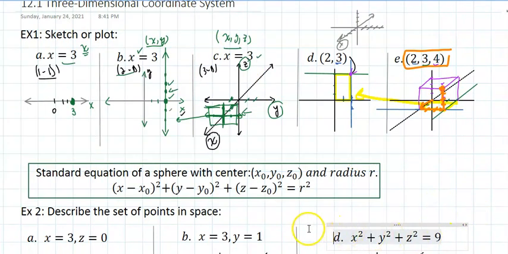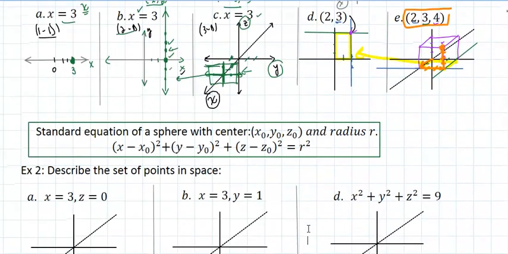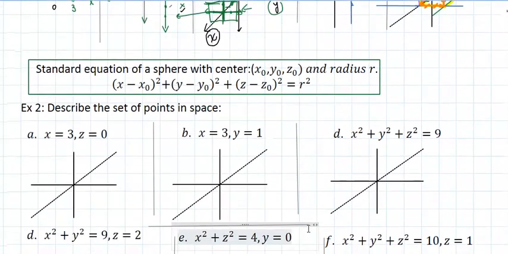A couple of equations we have in this section, one for a distance and one for a sphere. If you talk about a sphere, it looks pretty much like a circle. x minus x naught squared, y minus y naught squared. You add an extra component, which is z minus z naught squared, equal r squared. The center is x sub 0, y sub 0, z sub 0, and the radius is the square root of that number.